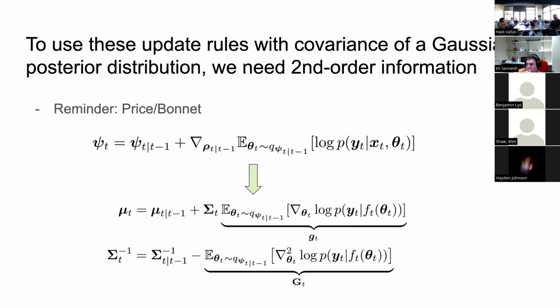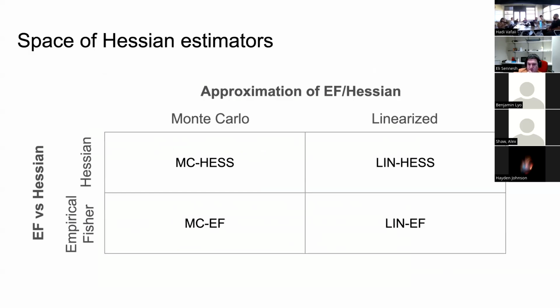And then, as Hadi was saying again, in order to actually get an estimate for any of these update rules, we need to be able to get these estimates of the gradient and also the Hessian because of this Price-Bonnet rule. And so the second main decision point that the paper introduces is different ways to approximate this second order information that we need, which can be kind of gnarly to compute.